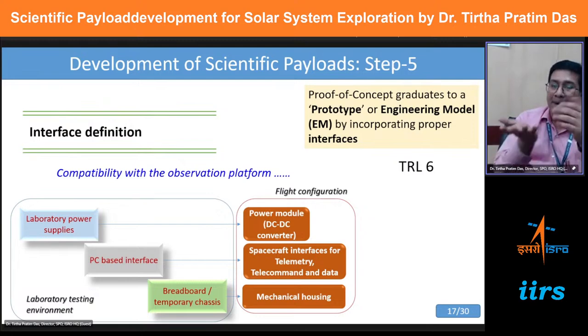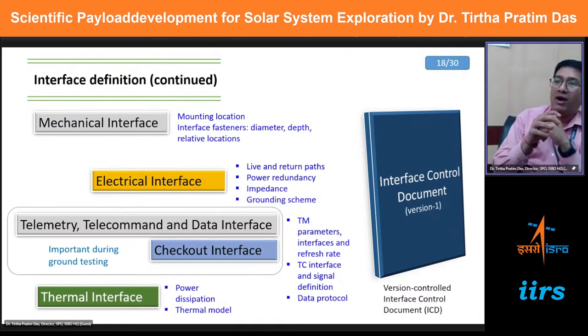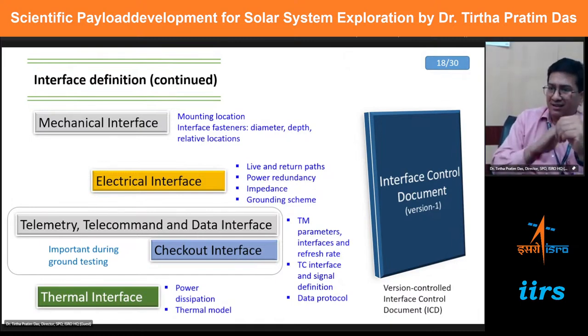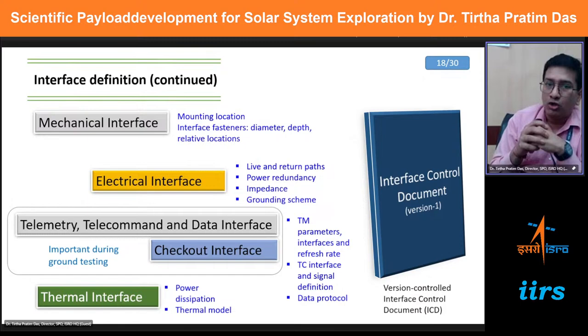You must have used a breadboard kind of arrangement or a Veroboard kind of arrangement. All of us have done it during our student lives to demonstrate the proof of concept. But when you're sending to space, you have to have a proper mechanical housing. So all these things are ensuring your step 5, which maps to the TRL 6. So interface definition, I'm continuing. All these interfaces, whatever I'm telling, have to take the form of an interface control document.